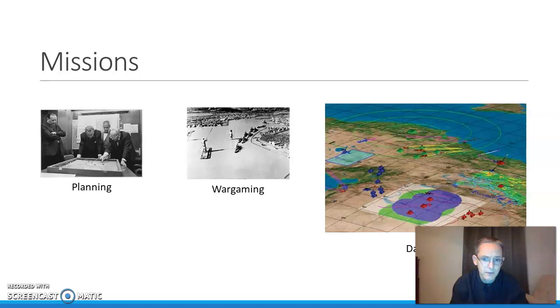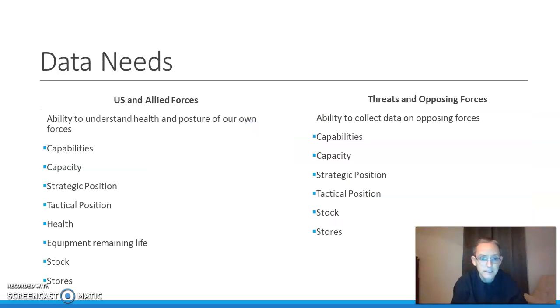So we're making better assumptions and making better utilization of our forces as we go forward, both from a planning perspective, which then is going to lead into strategic deployment. It's also going to lead into acquisition, and it's going to lead into where we decide to spend our money on resources within the department. The data needs are going to be different, so we need to understand our own forces, our allied forces. We also need data to help us understand our threats and opposing forces.